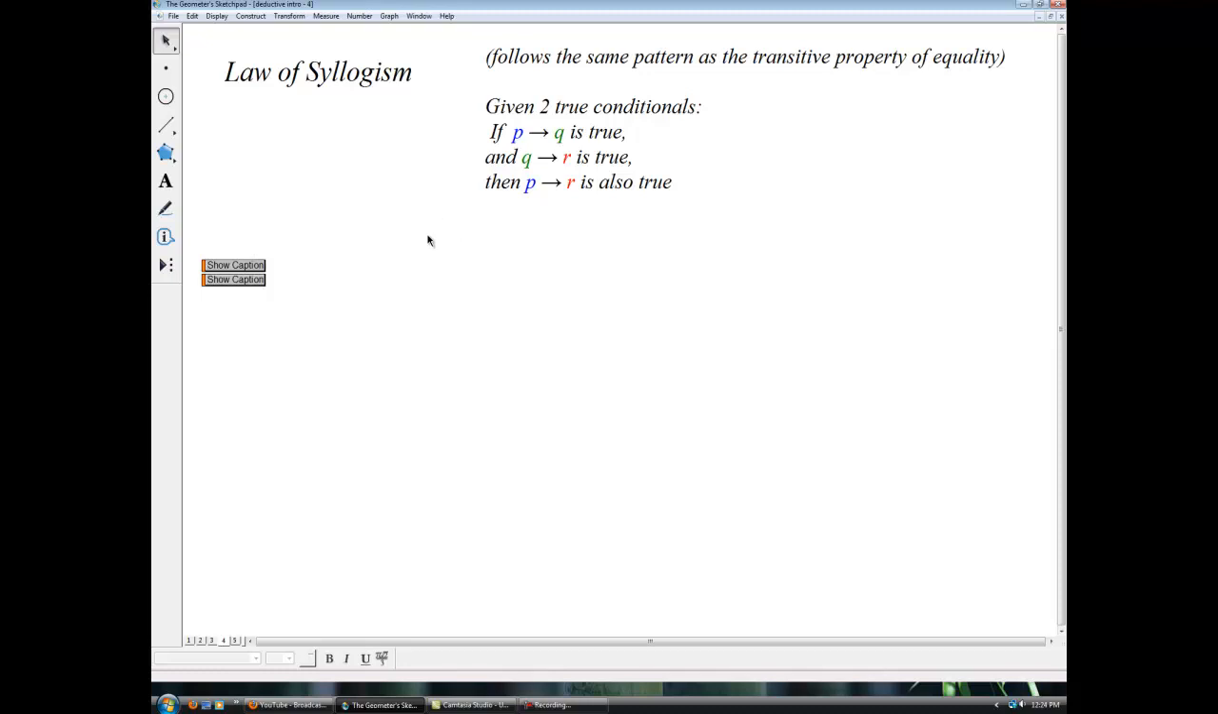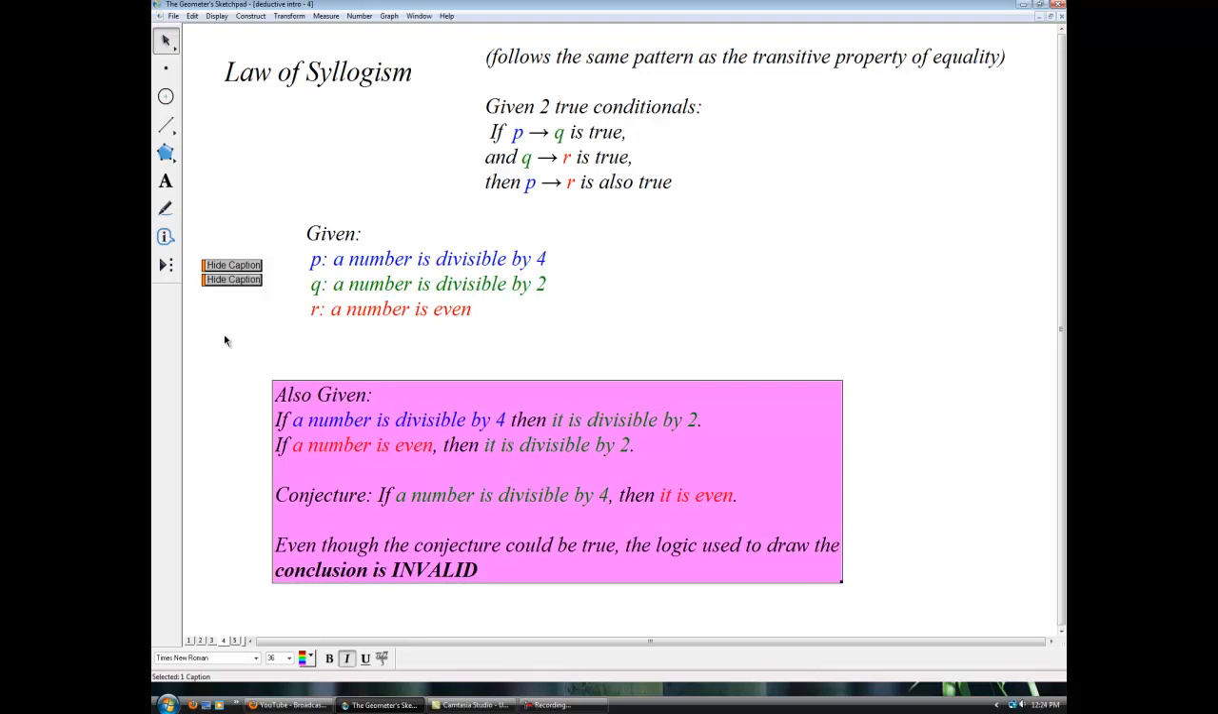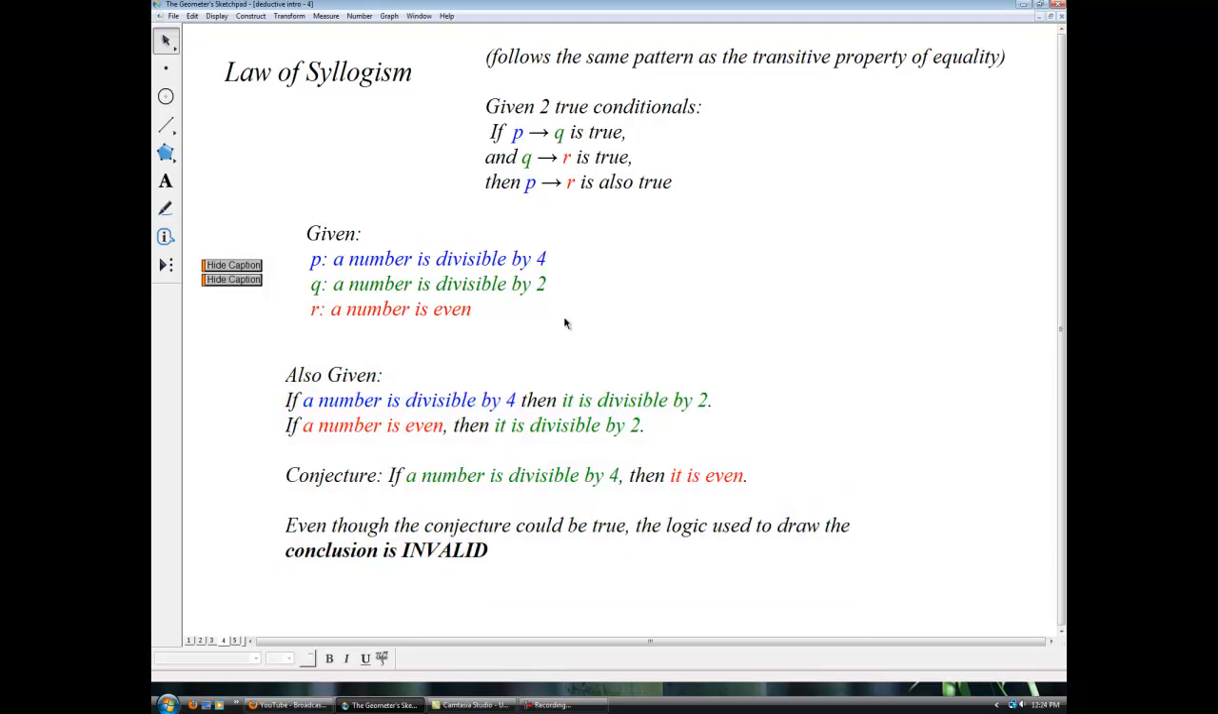Now let's look at an example where we would end up with an invalid conclusion using the law of syllogism. So we have three different statements, P, Q, and R. A number is divisible by 4, a number is divisible by 2, a number is even. Let's look at an invalid use of logic or deductive reasoning. If a number is divisible by 4, then it is divisible by 2. And we're given that that is true. We're also given that if a number is even, then it is divisible by 2. And we could search all day long for counterexamples. We will not find any. These are both true conditional statements.